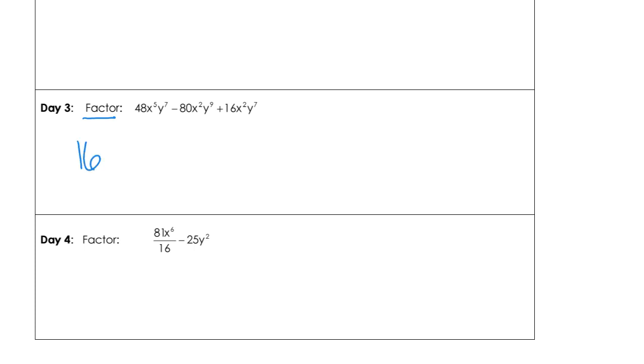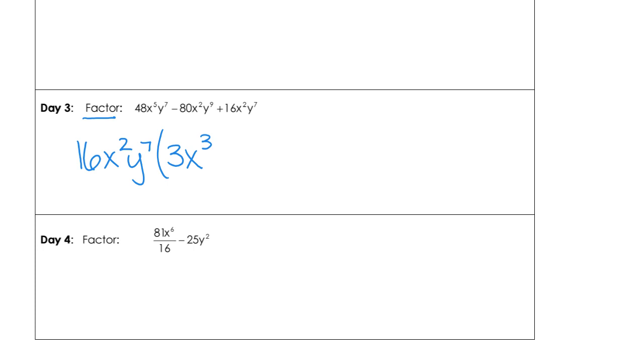Now we have to check for x's, and x squared seems to be the most I can pull out of all 3 terms. y to the 7th seems to be the most y's I can pull out of all 3 terms. What's left is that we will need a 3 here in order to make the 48. We will also need an x to the 3rd, because remember, when you multiply, you add the exponents, so that would give us x to the 5th.